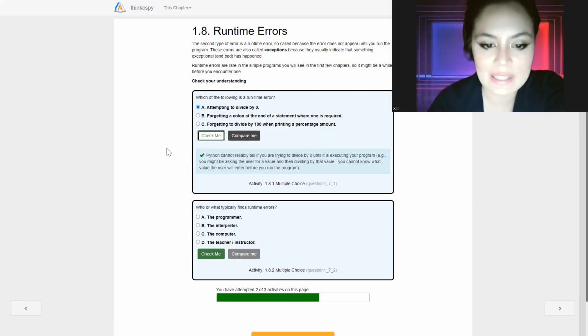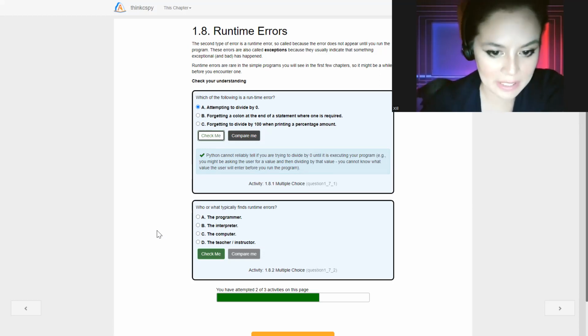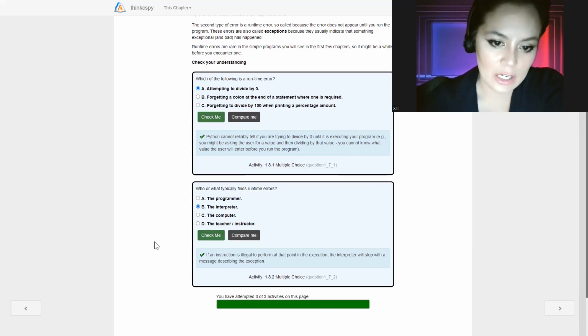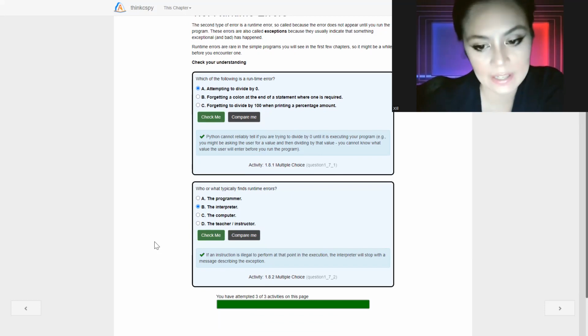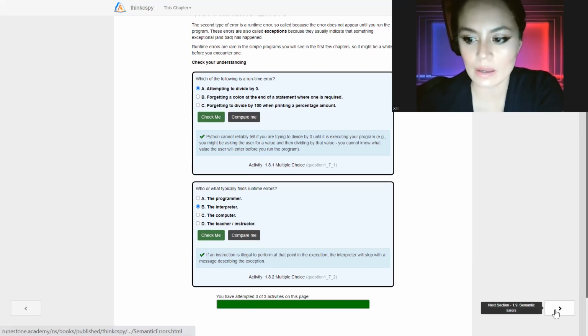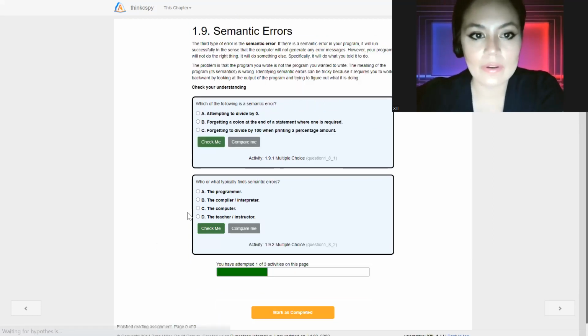Who or what typically finds runtime errors? A, the programmer, B, the interpreter, C, the computer, or D, the teacher or instructor. So it would be the interpreter. If an instruction is illegal to perform at that point in the execution, the interpreter will stop with a message describing the exception. Next, we have semantic errors.